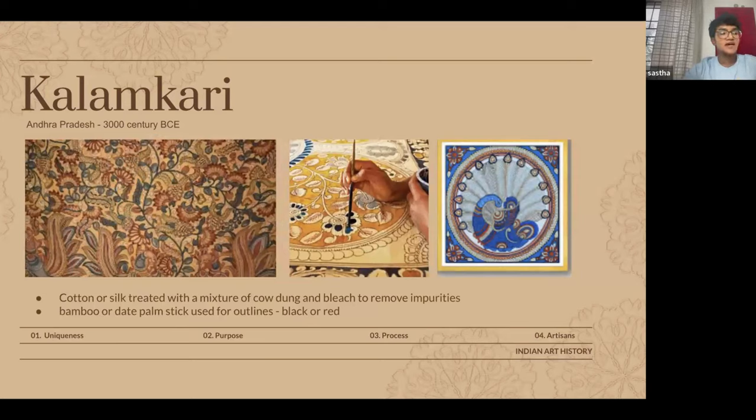The process of creating a Kalamkari painting begins with preparing the cloth, usually cotton or silk, by treating it with a mixture of cow dung and bleach to remove impurities. The artist then sketches the design using a bamboo or a date palm stick dipped in natural dyes. The outline is typically drawn in black or red, with the details filled in natural colors made from various plants, roots, and minerals. The cloth is repeatedly washed and boiled to fix the colors into a vibrant and durable artwork.